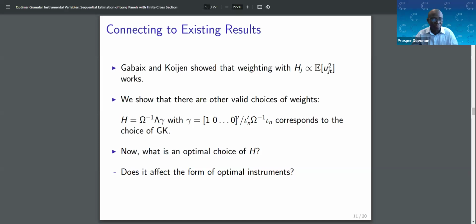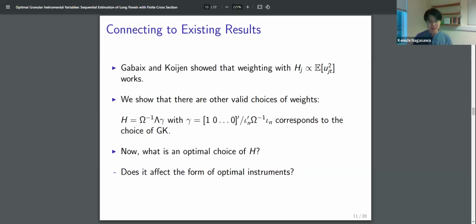Okay, so what I was going to say was, given our result, I think the natural question is, because there are multiple choices of valid h, what is an optimal h? I mean, is there a choice of h that makes the granular instrumental variables asymptotically efficient? So that's like a natural question. And also another question is, does the choice of h affect the form of the optimal instruments? So now I'm going to talk about these two questions.